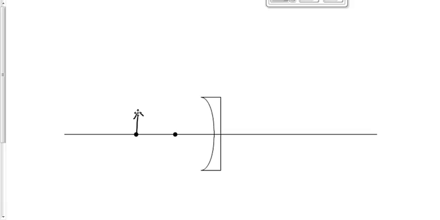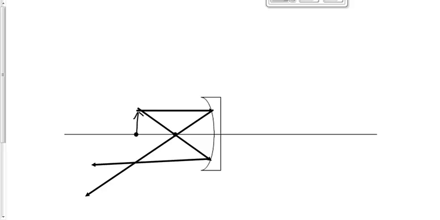Just bear with me before you draw this. Watch what I draw. Watch what you're supposed to get. And then you can kind of fudge your diagram to look like what it's supposed to look like, all right? So the first ray is going to be parallel to the principal axis, and then it's going to go down through the focal point. The second ray is going to go down through the focal point, and then it's going to go parallel to the principal axis. It's supposed to be directly below 2F there. And mine's pretty close though, right? It's supposed to be exactly below 2F.